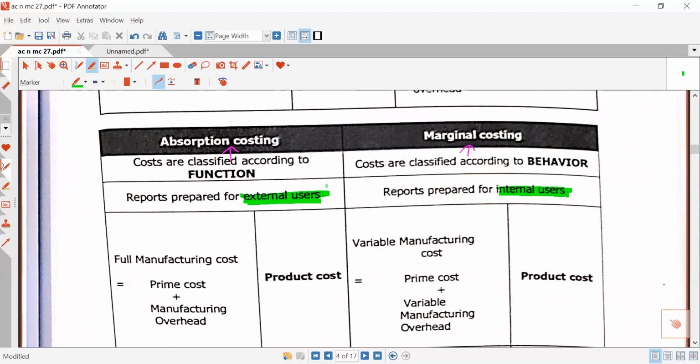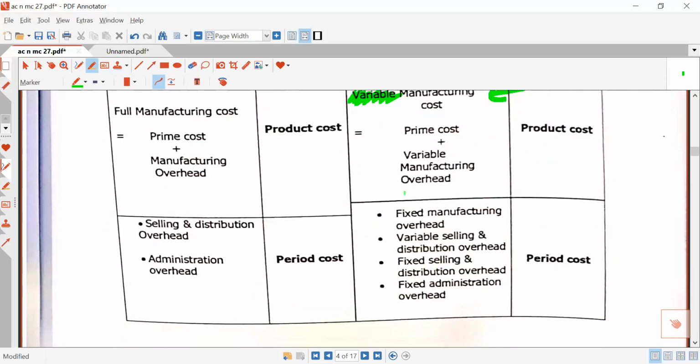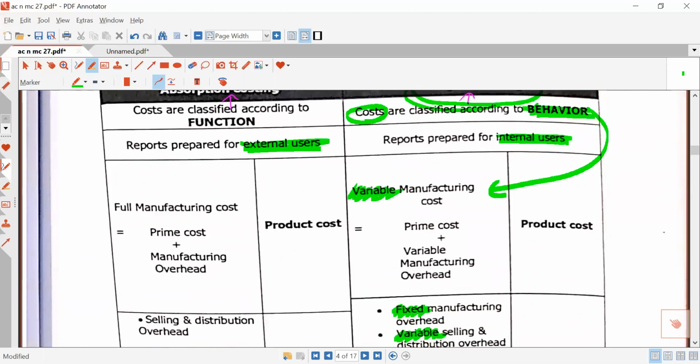Now, what I would like to highlight here, if we use the marginal costing, the costs are classified according to the behavior. So where is the behavior here? Can you see this is the variable? The cost will start with variable. Here it starts with fixed manufacturing overhead. Here starts with variable. Here also starts with fixed. And here starts with fixed. That means the fixed and the variable are the behavior of the cost.